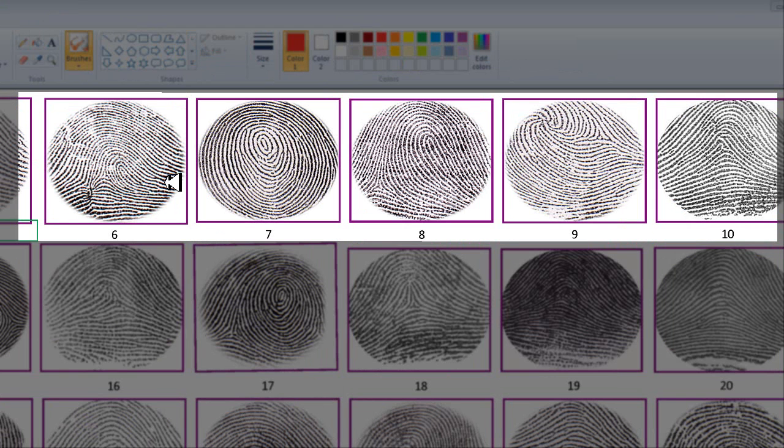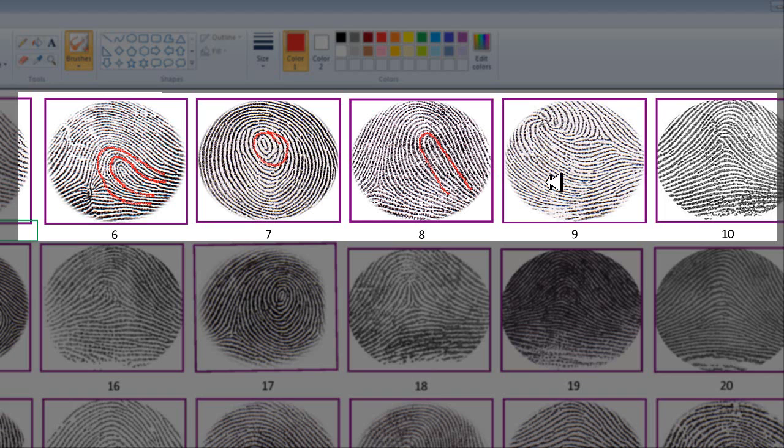Number 6, definitely a looping pattern. The ridges are starting on one side, rising, recurving. They're starting on the right side compared to the other loops that we had. This pattern definitely does not look like a looping pattern. It's got something going on here, so that is not a loop. This is a loop pattern.